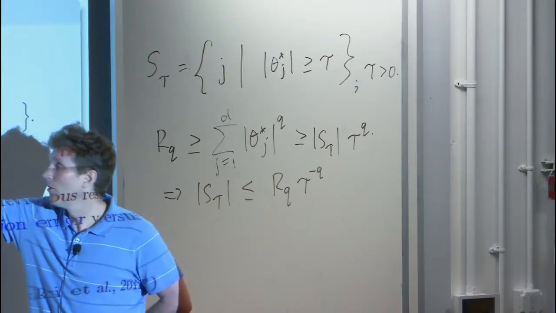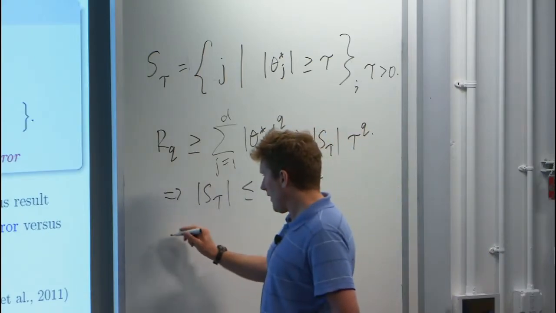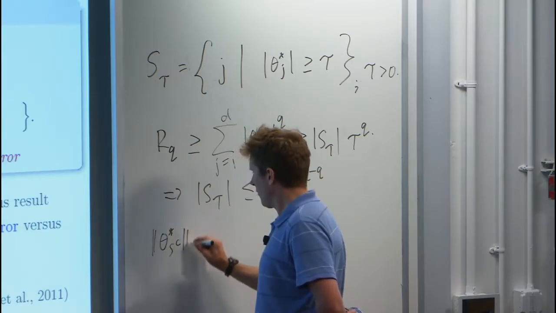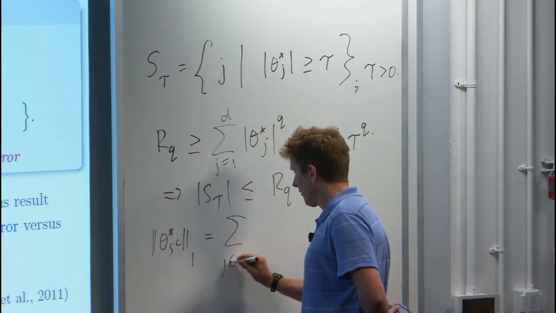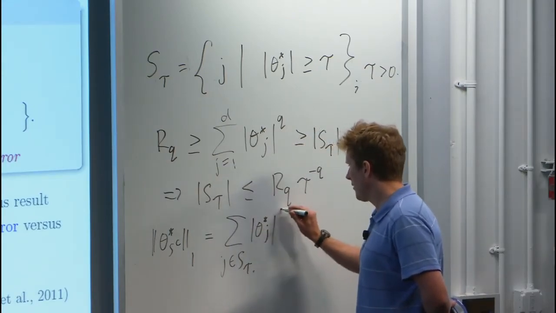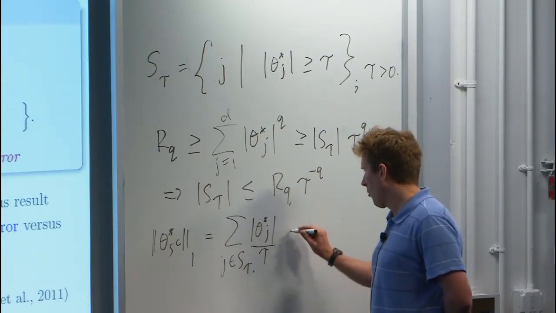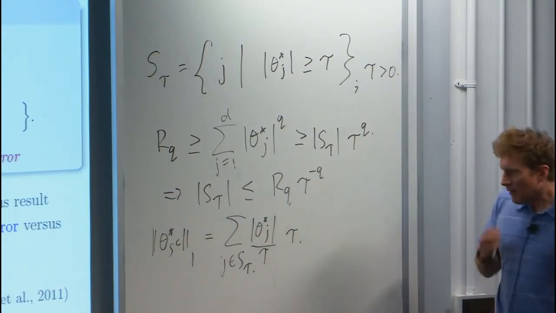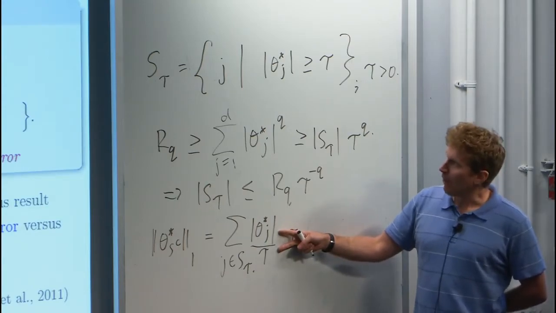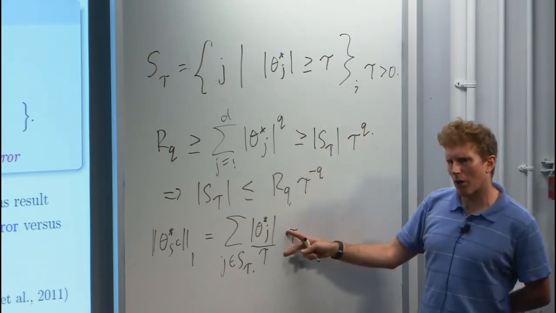That's an upper bound on this. Now I need to bound this term. So this term, what can I say? Right, so this guy is equal to the sum of things that are not in s of tau. By definition, theta star j to the qth, or not to the qth power, to the first power. I'm going to divide by tau and multiply by tau. Now, this object, by definition, this ratio is less than 1. Right? Because of my definition, if I'm not in this set, then I'm strictly less than tau. This is less than 1.